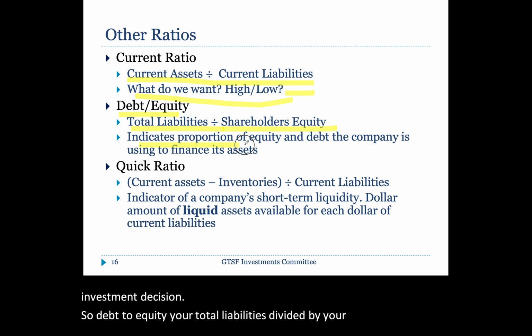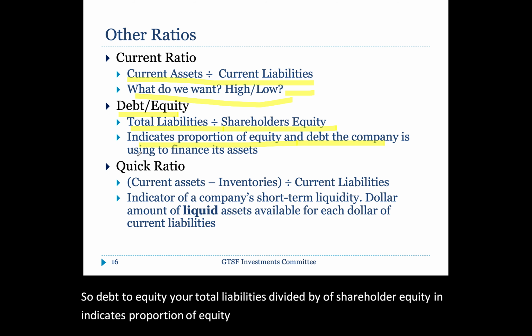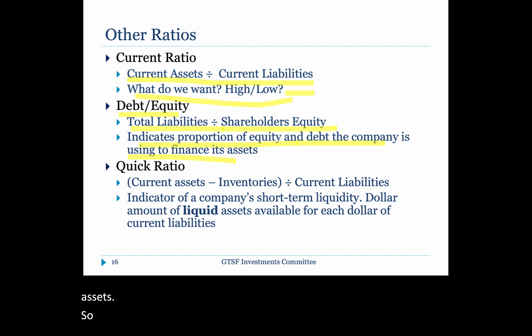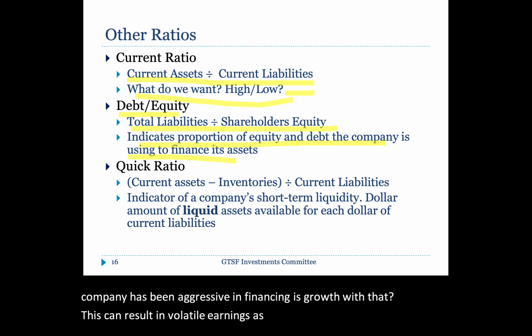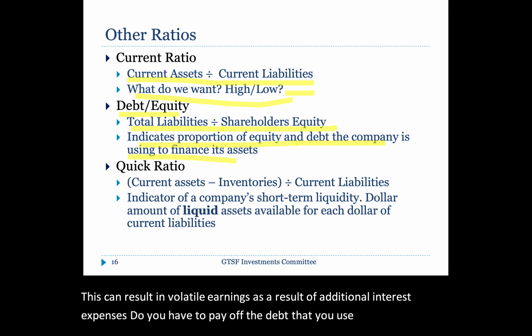It indicates the proportion of equity and debt the company is using to finance its assets. So a high debt to equity ratio generally means that a company has been aggressive in financing its growth with debt. This can result in volatile earnings as a result of additional interest expenses, because you have to pay off the debt that you used to borrow to invest in your company.